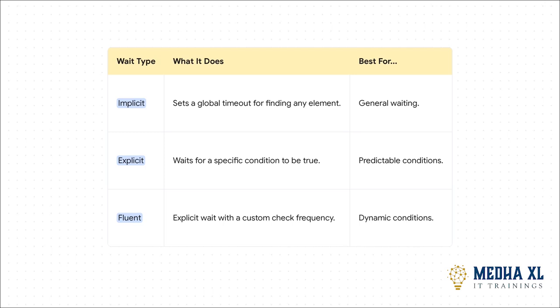It does what an explicit wait does, but you can also tell it how often to check, like check every 200 milliseconds. This is awesome for super dynamic pages where stuff is flickering in and out of existence.